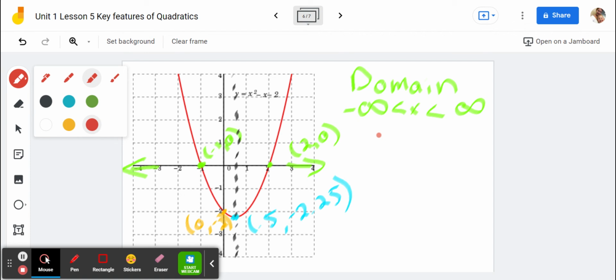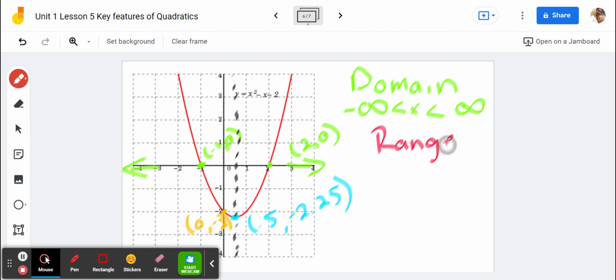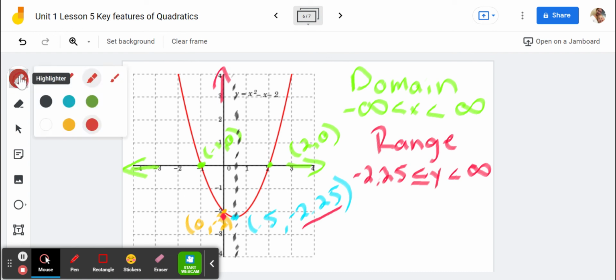Now range. Range is read from bottom to top. So we know the bottommost point right here at the vertex, so that is a point. However, here we can see that there's no point. These go on forever, so we'll give it an arrow. So down here, this bound point is actually the y coordinate of my vertex. So we're going to say negative 2.25 less than or equal to y. Included, that dot's included. It is part of the line. Less than positive infinity.